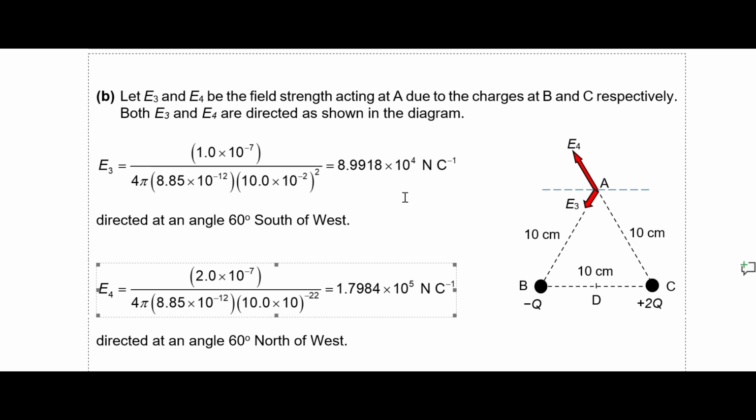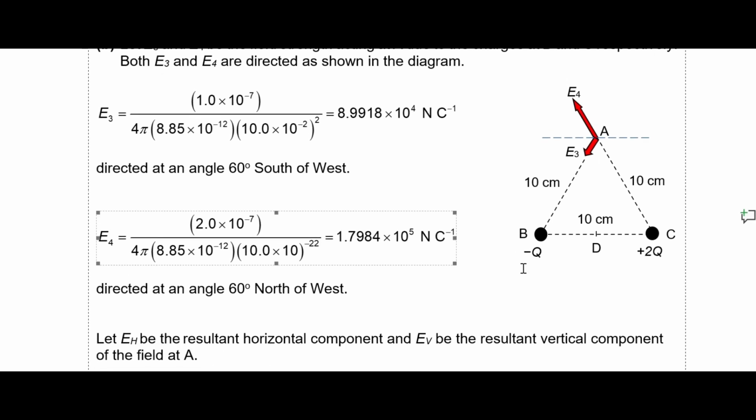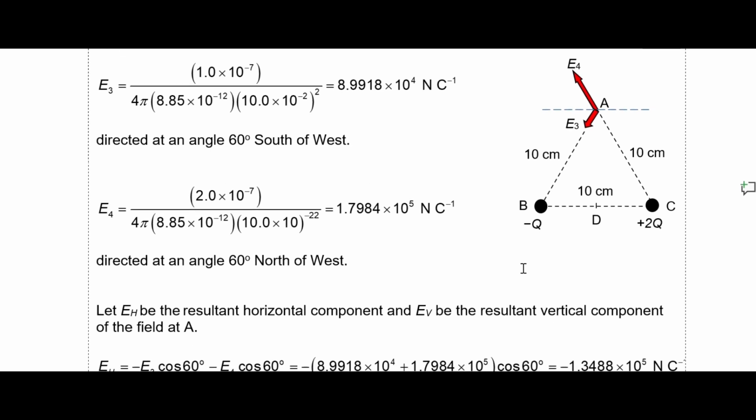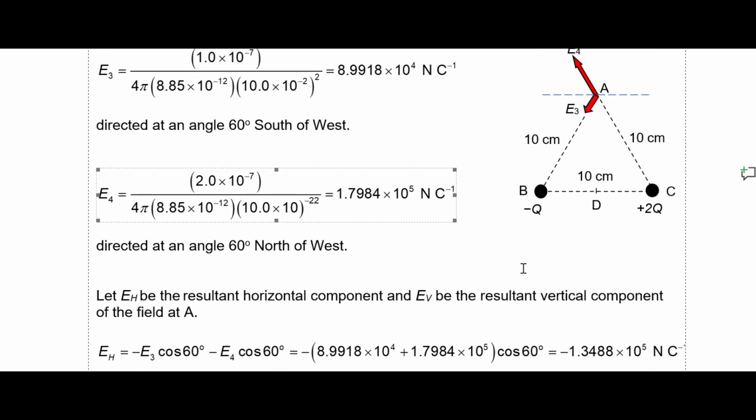And I have to vector sum. Please do not scalar sum these two things. They are vectors and they are not in the same direction. You have to vector sum. So normally what we do is resolution. We want horizontal components to sum and vertical components to sum.